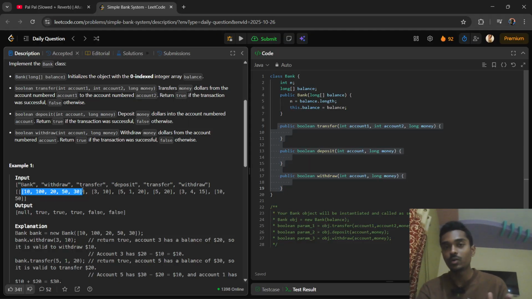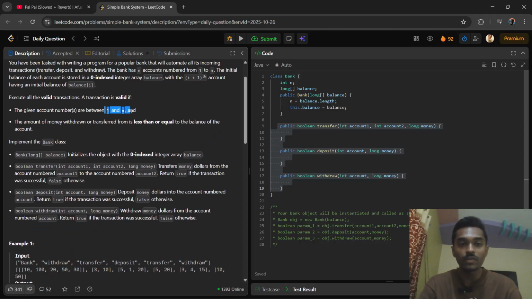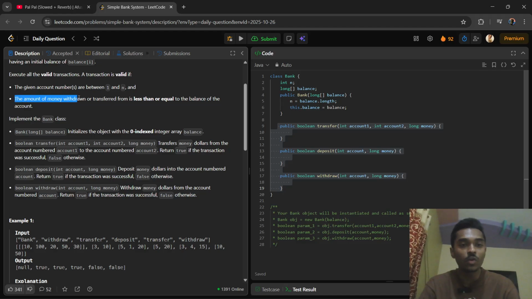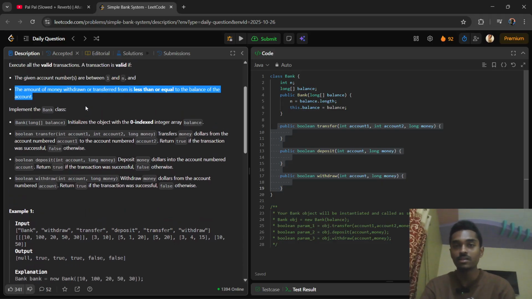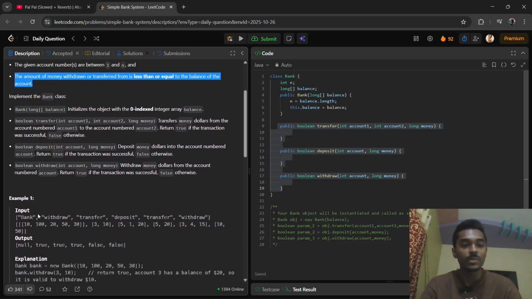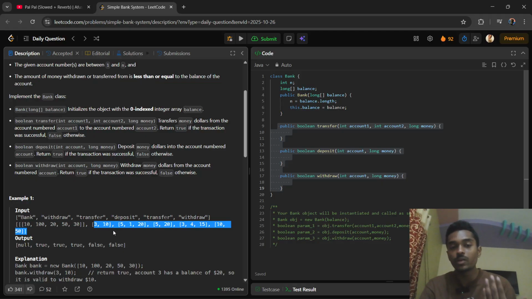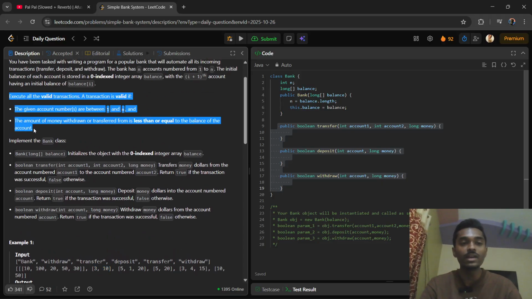So it must be between 1 to n. Second, the amount of money withdrawn or transferred must be less than or equal to the balance of the account. This is very obvious. For example, if we want to withdraw 10 rupees from account 3, there must be more than 10 rupees in account 3, otherwise we can't withdraw. If it is valid we return true, otherwise we return false.